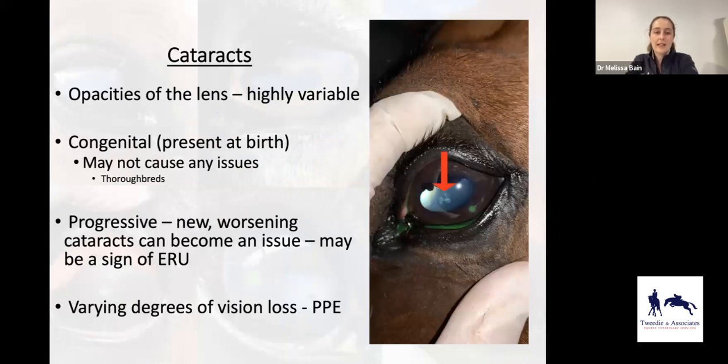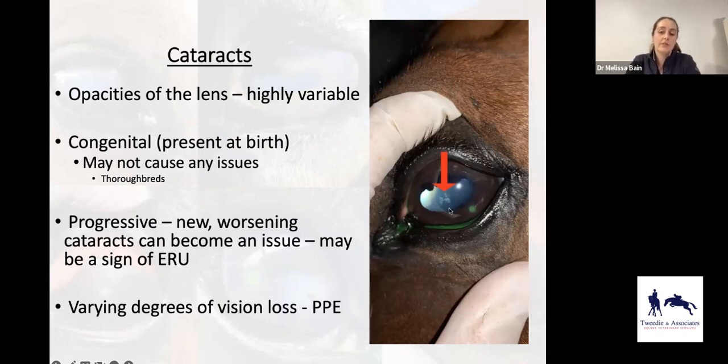We also have things like cataracts. Now, these are opacities of the lens. I think you can see these sort of bubble-like structures in this eye here. It's also an ulcer. These are things we often find incidentally. These weren't causing this horse any issues. I was here for the ulcer. It was just a good thing to point out to the owners if they weren't aware.